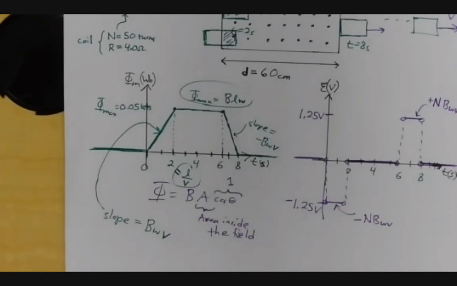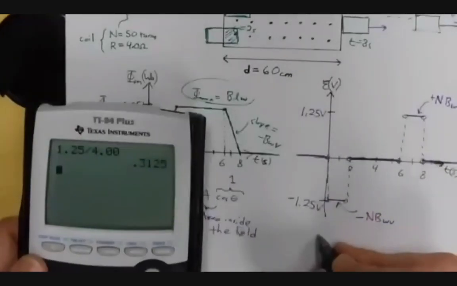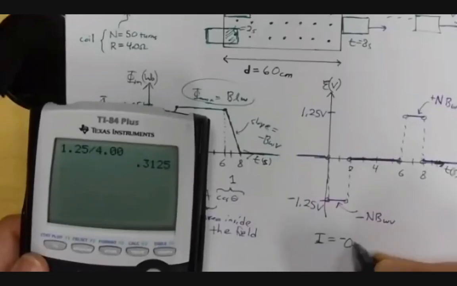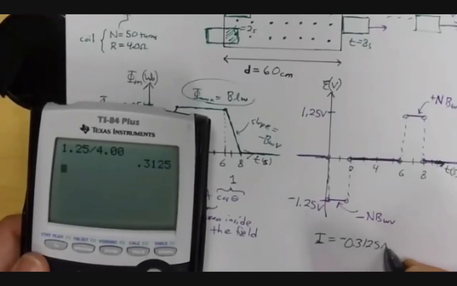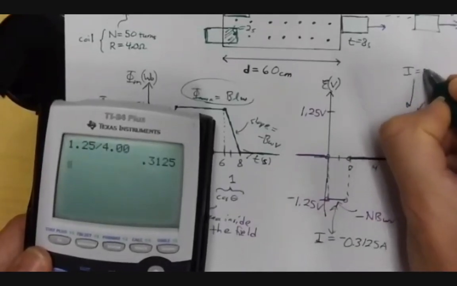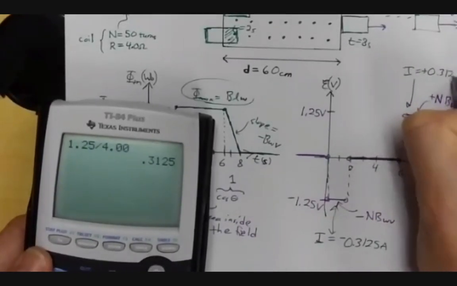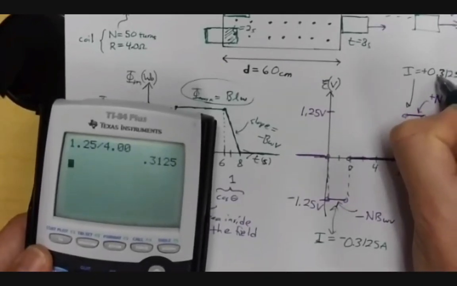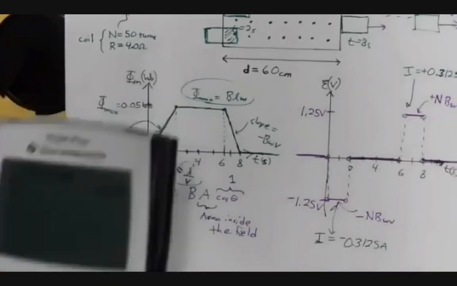So the induced current I would be negative 0.3125 amps. That's the same as that. And then this would be I is positive 0.3125 amps. So, 312 milliamps, something like that.